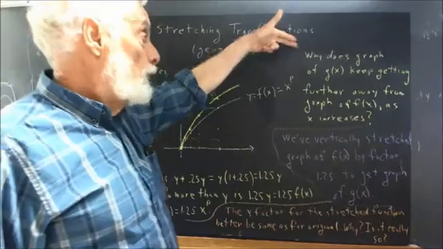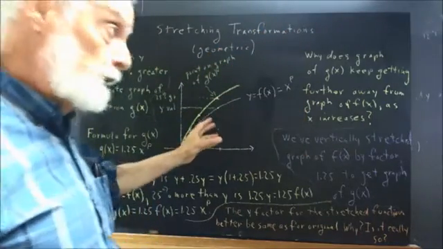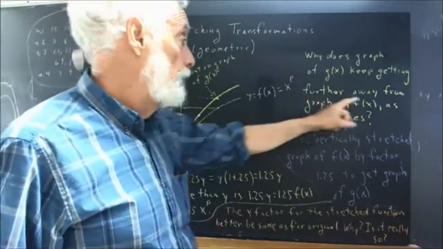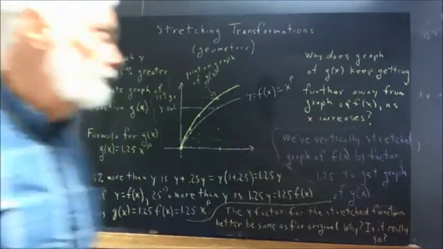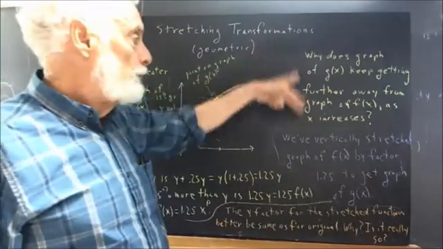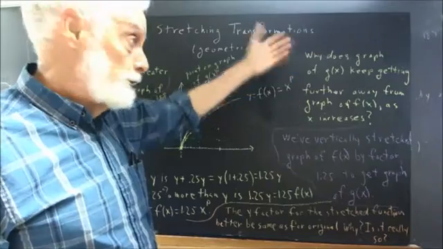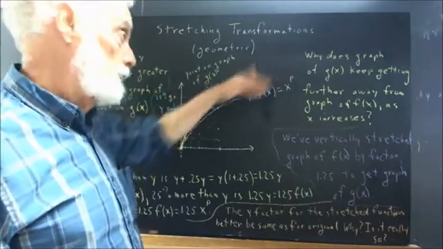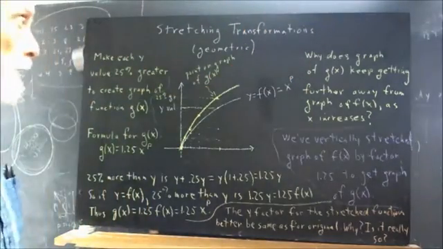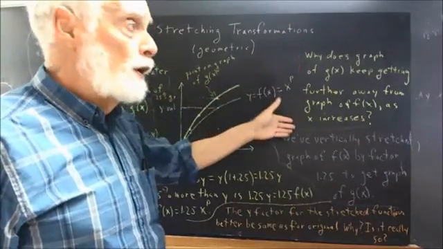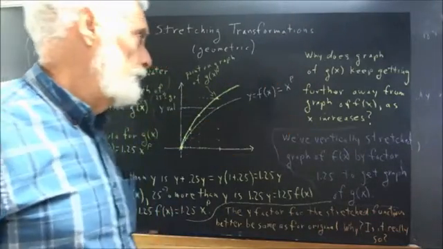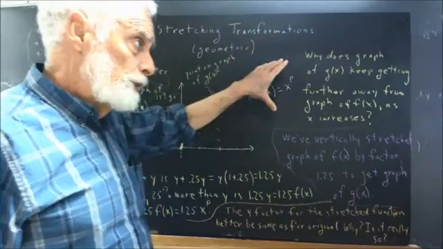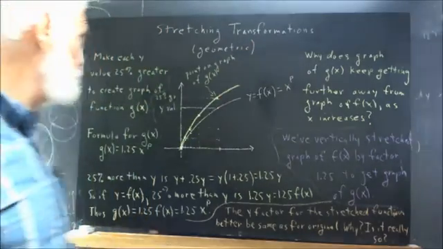We ask, why is it that the graph of g of x, in this case, keeps getting further away from the graph of f of x as x increases? Now, this won't always be the case for just any function f of x. If the function isn't increasing, this won't happen. But for this particular function, why is it this happens? Can you explain in simple words and give a simple explanation for why it's so?